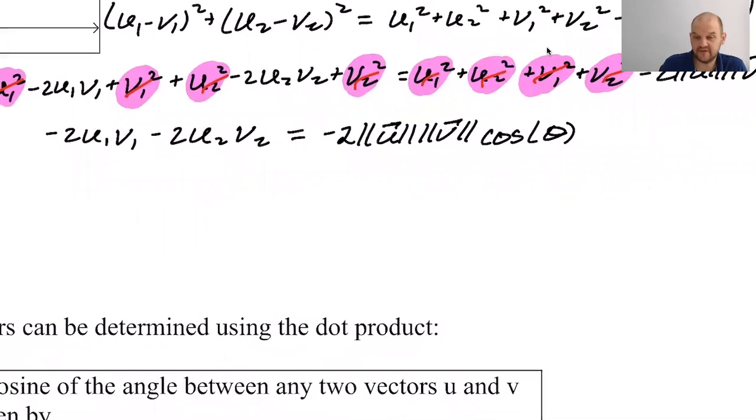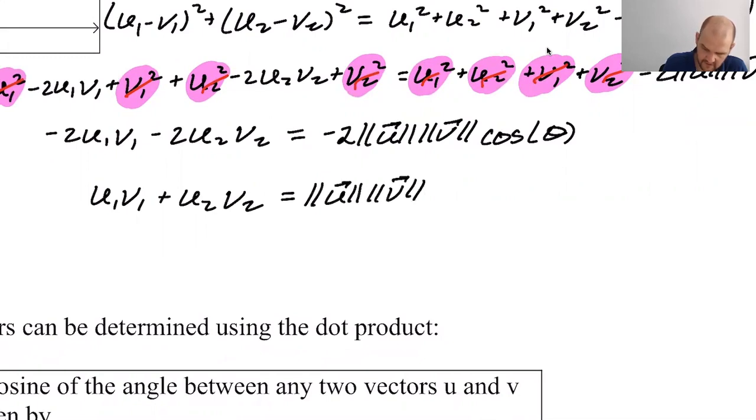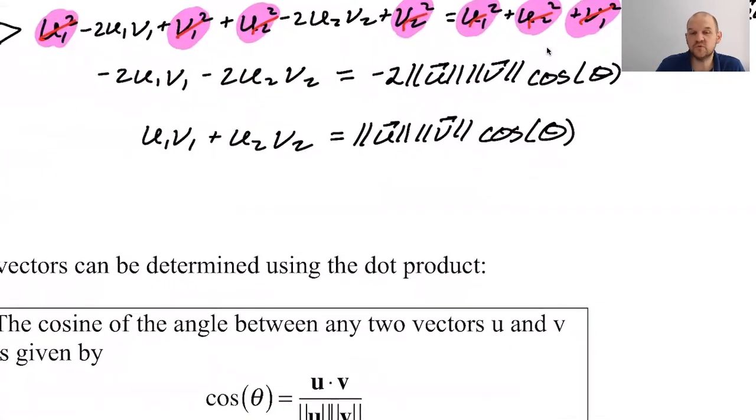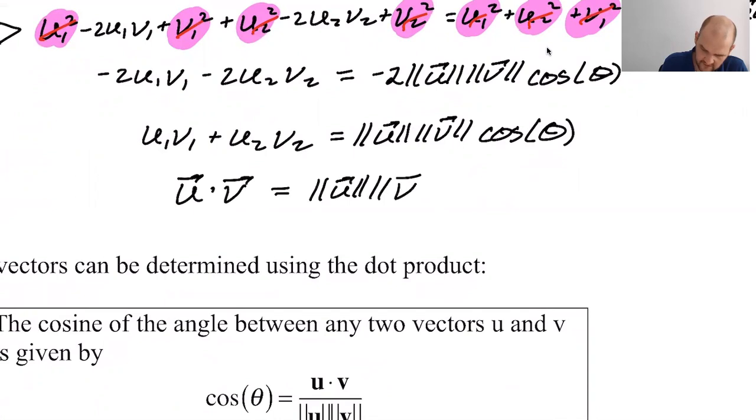I feel like we should obviously divide through by negative 2. So let's do that. We get u1 v1 plus u2 v2 equals the magnitude of u, magnitude of v, cosine of theta. That's amazing, or you should feel like that's amazing. But what's u1 v1 plus u2 v2? We know this. This is just u dot v. Nice. So is this what we thought before?